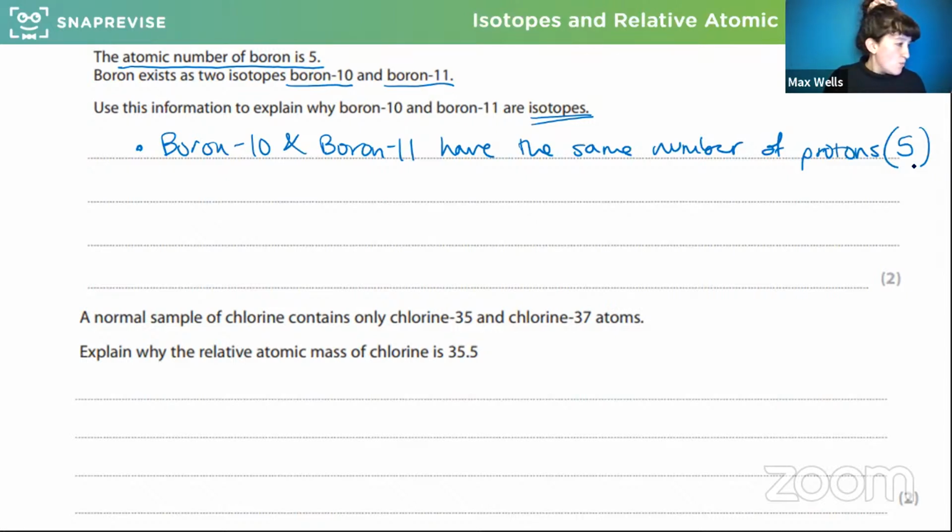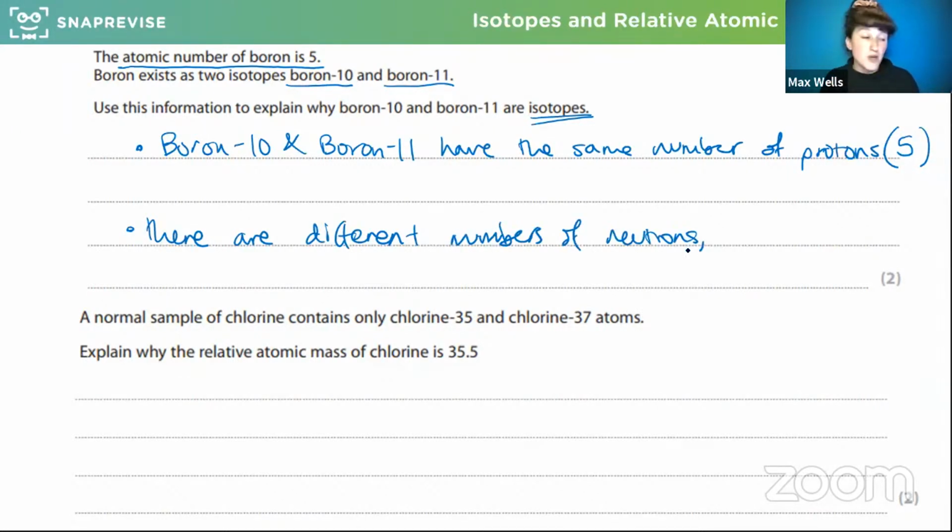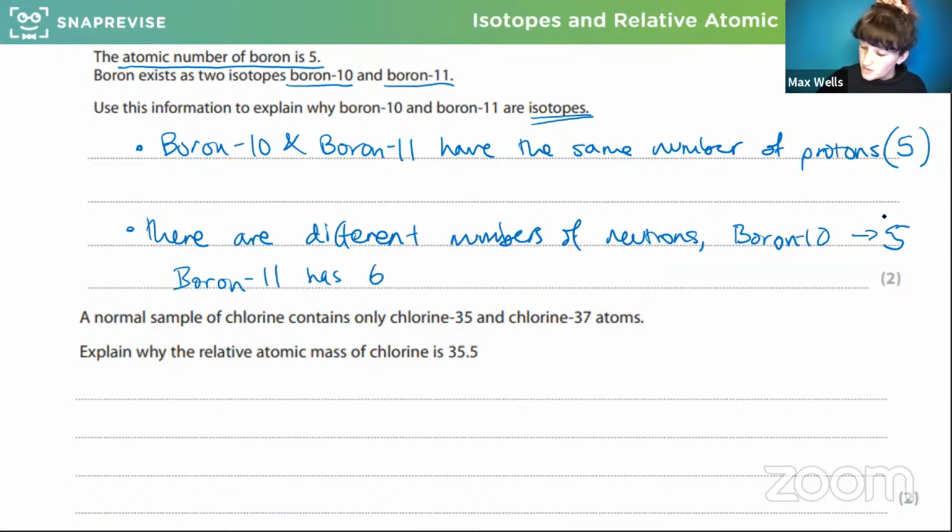And why are they isotopes then? So I think some of you have also said that there are different numbers of neutrons. So in terms of boron 10, well done, D, you're straight in there. Boron 10 has 5 neutrons. It's doing the same bit of maths that we did before. And then boron 11 has 6 neutrons.